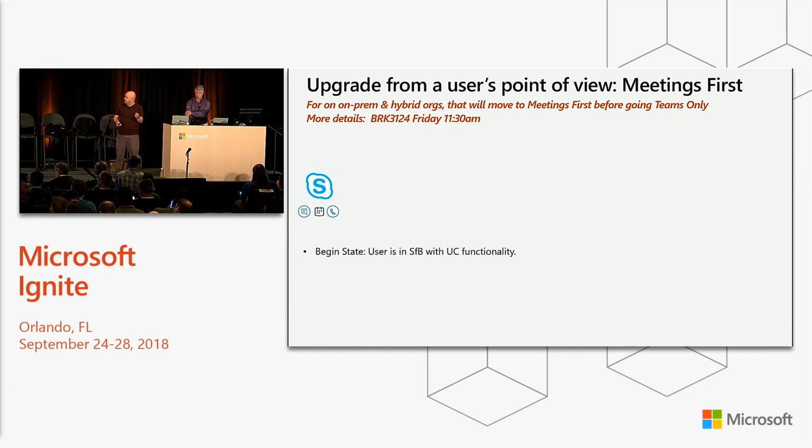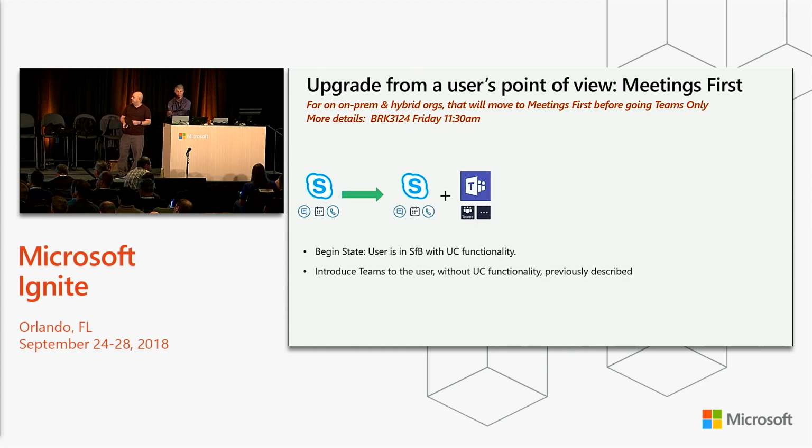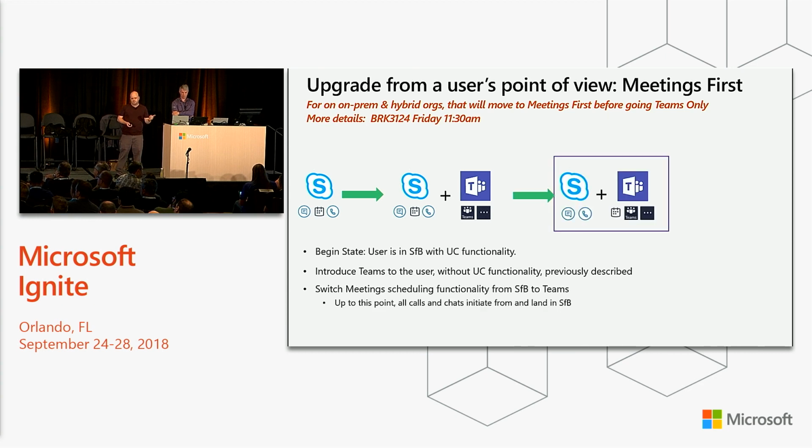So I'm going to do this from a user perspective. Let's say you're starting out in Skype, and you could keep doing the path that we did before, add in Teams without the UC functionality, but here's where the change is. The next step, switch the meetings out of Skype and into Teams. Specifically, I mean meeting scheduling. So your meeting scheduling is now in Teams.